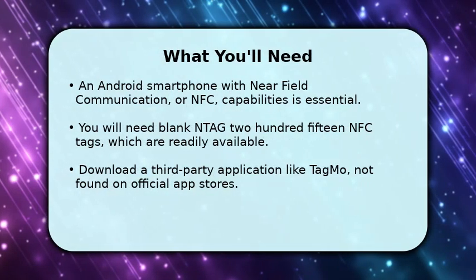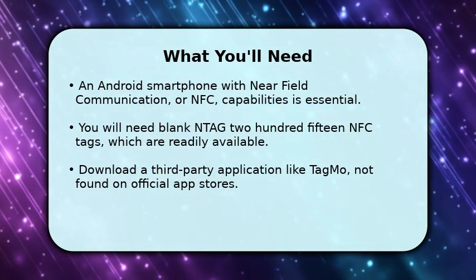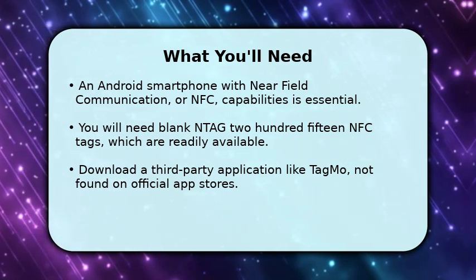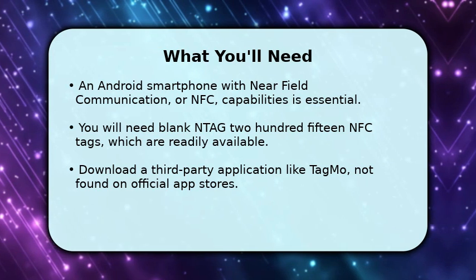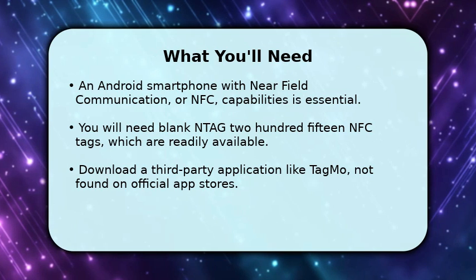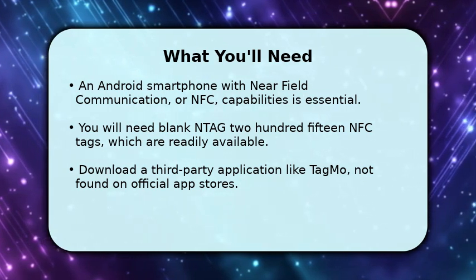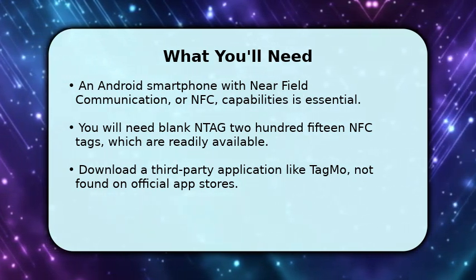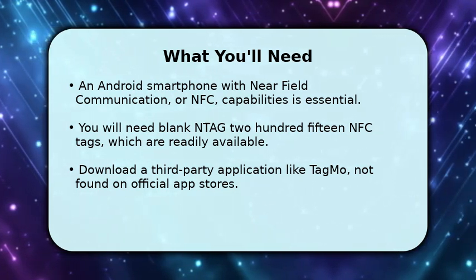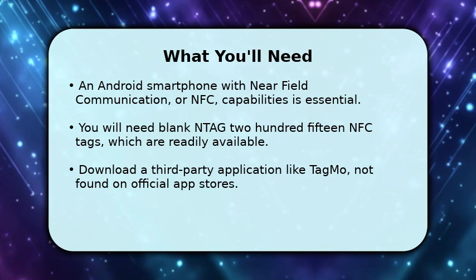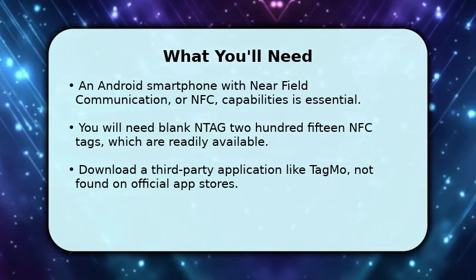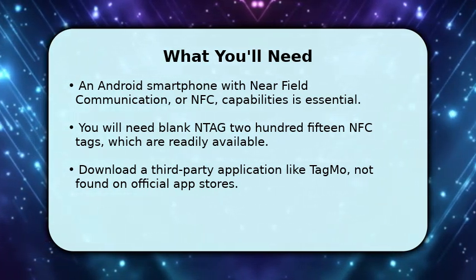To begin, you'll need an Android phone equipped with NFC, as iPhones typically do not support the required functionality. Next, acquire NTAG 215 NFC tags. These are crucial because they are the only type compatible with Amiibo data. You'll also need to download a specialized application, such as Tagmo, from an external source, as it's not available in standard app stores. Finally, gather the Amiibo data files, commonly known as bin files, for the characters you wish to create.